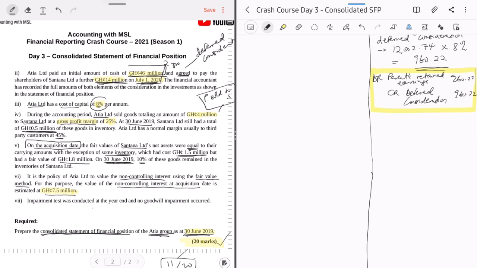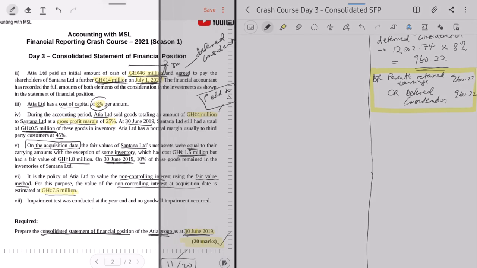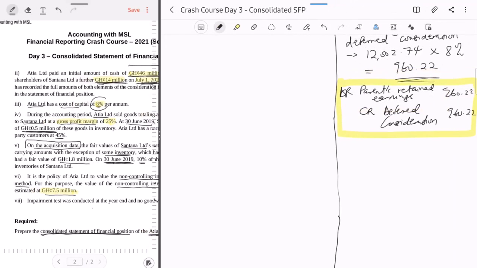The last sentence is kind of redundant. It's useless. This Atia Limited has a normal margin, usually to third parties at 45. This question is not about third parties, so you can reliably or comfortably ignore the 45%. Your job is to compute something now called what, provision for unrealized profits, right?